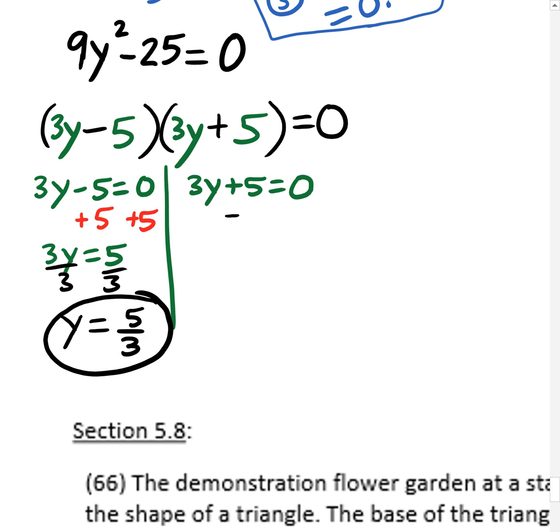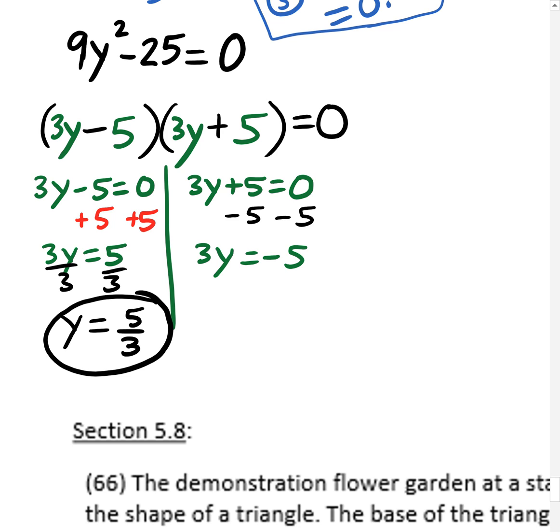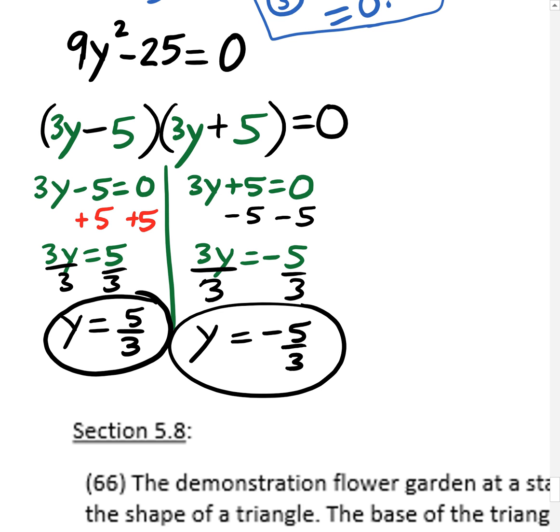What about this one? I'll subtract 5 from both sides first. Because there's a plus, I have to do the opposite and subtract. So 3y is -5. And then I'll divide by 3. So our second solution is the same but opposite sign. The 2 solutions, one's 5/3, one's -5/3.